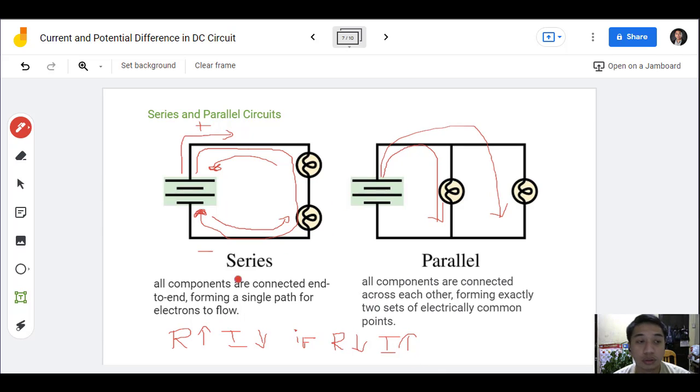So usually in a series circuit, the first bulb will be brighter while the second bulb will not be as bright as the first one. While in the parallel circuit, both lights are brighter. So we will explain later why in the parallel loads both bulbs will be brighter, having the same current flow.